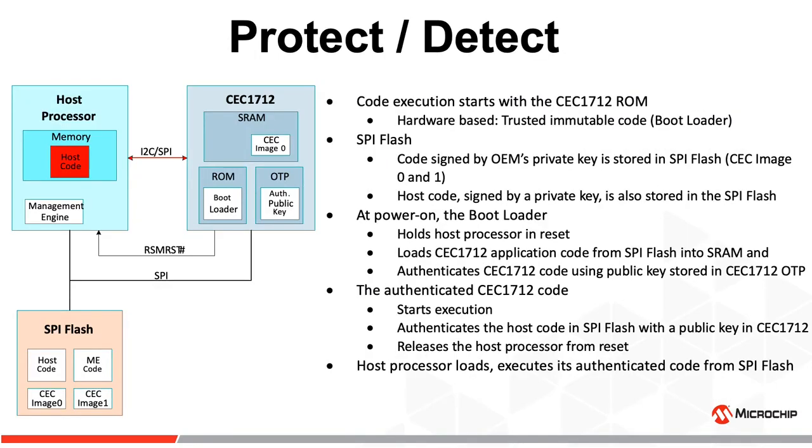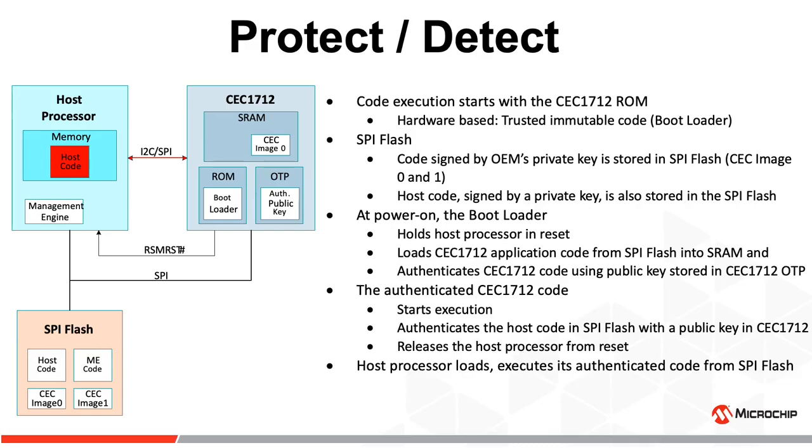So how does this solution protect, detect, and recover? There's a lot of information on this slide. I'm just going to hit it very quickly. But essentially, in this particular system, we have a host processor that is going to boot from an external SPI Flash. And this host processor does not have the capability to do the immutable root of trust for integrity, nor does it have the ability to do the digitally signed algorithms to ensure the authenticity.